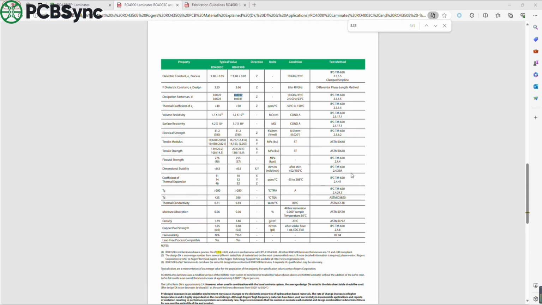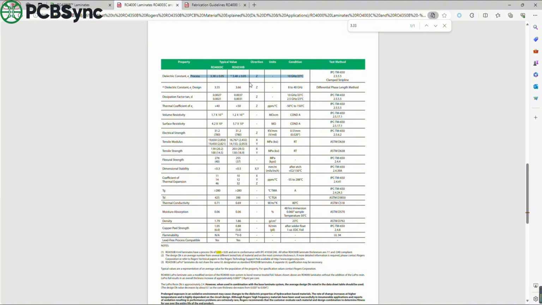In this video, we'll go through the Rogers RO4350B datasheet item by item. We'll focus on what DK, DF, TG, TD, CTE, thermal conductivity, and water absorption mean, and how these parameters affect high-frequency PCB design. All the values in this episode are based on the typical values and test conditions from the official Rogers datasheet. So the first item we'll look at is the dielectric constant, DK.